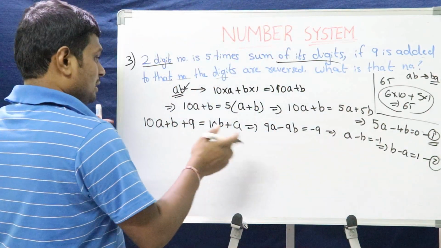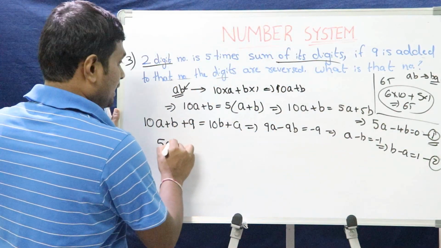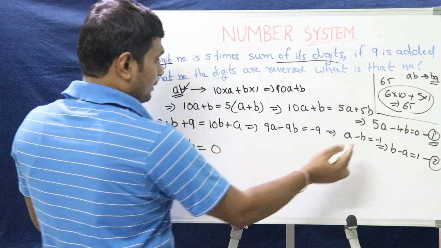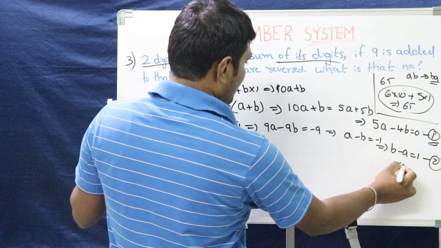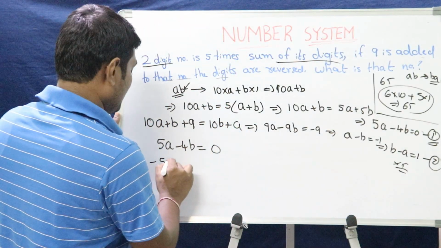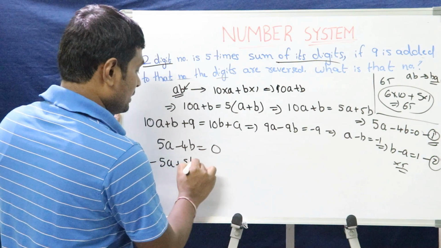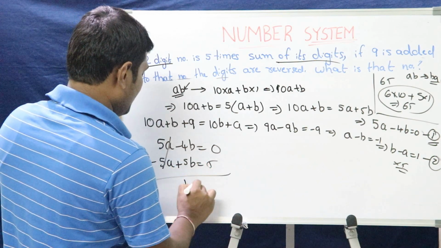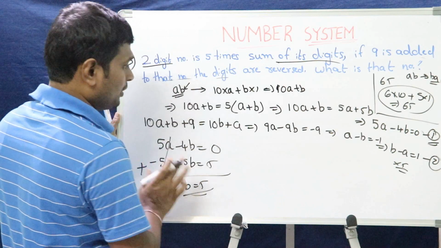Let's solve these equations. 5A minus 4B equals 0. This is the first one. And what I am doing here, I am multiplying the second equation with 5 because we have 5A here. Minus 5A plus 5B is equal to 5. Let's add these. What will we get? B is equal to 5. The value of B is 5.